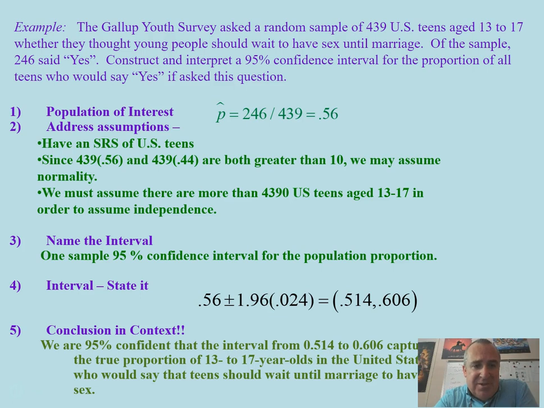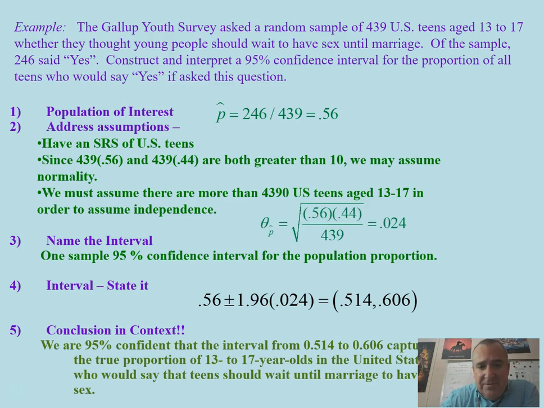Address the assumptions, three assumptions. First, SRS. Yes, it said it was an SRS in the problem, so we do have an SRS. Normality, sure, we do p times n, so 439 times 0.56 and 439 times 0.44. Both of those numbers are greater than 10, so therefore we may assume normality of the sampling distribution. We can also safely assume that there are more than 4,390 U.S. teens in the country. This would allow us to assume independence. Then we can name the interval. The one sample, 95% confidence interval for the population proportion.